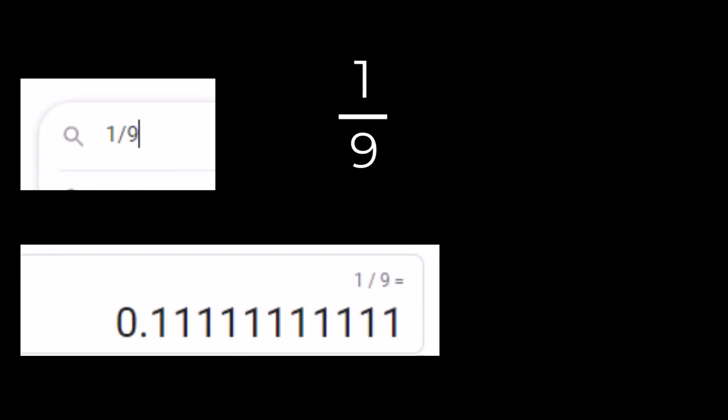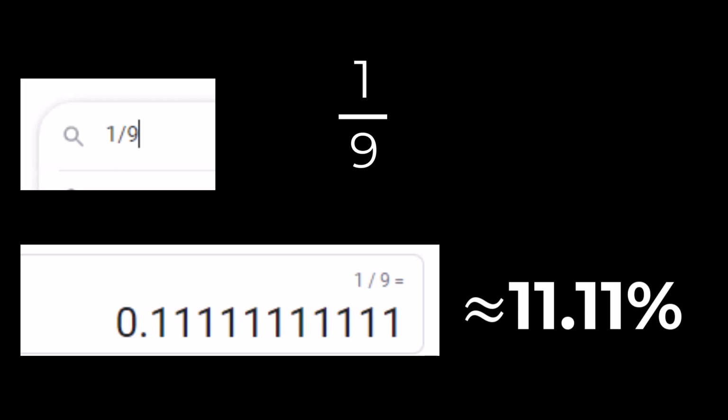Next up, we had 1/9. I'm going to proceed the exact same way. Google very helpfully tells me that it is 0.1111 repeating forever, but don't worry about that. Just take that decimal point and move it 2 places to the right, and you get approximately 11.11%.